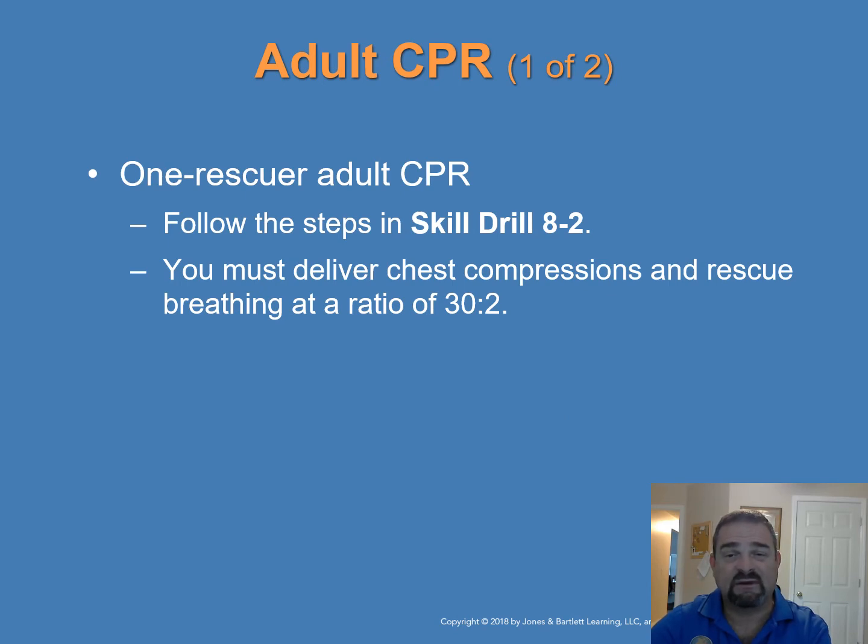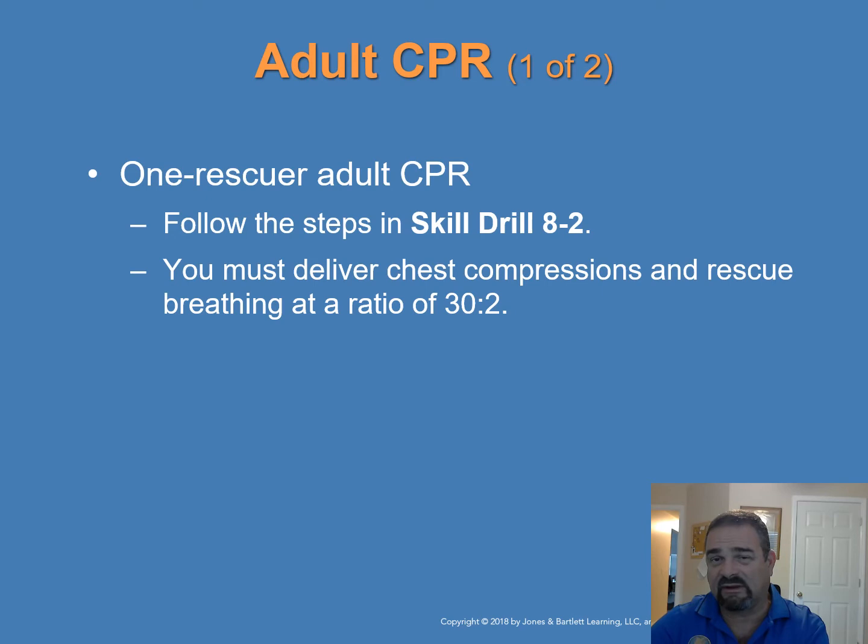All right, so adult CPR. One rescuer adult CPR. This is providing chest compressions, opening the airway. Okay, so you have to have three skill sets. This is skill drill 8-2. You're going to provide those chest compressions, open the airway, and provide rescue breaths. If you are the only trained person at the scene, you must perform one rescuer CPR. So follow the steps in skill drill 8-2.